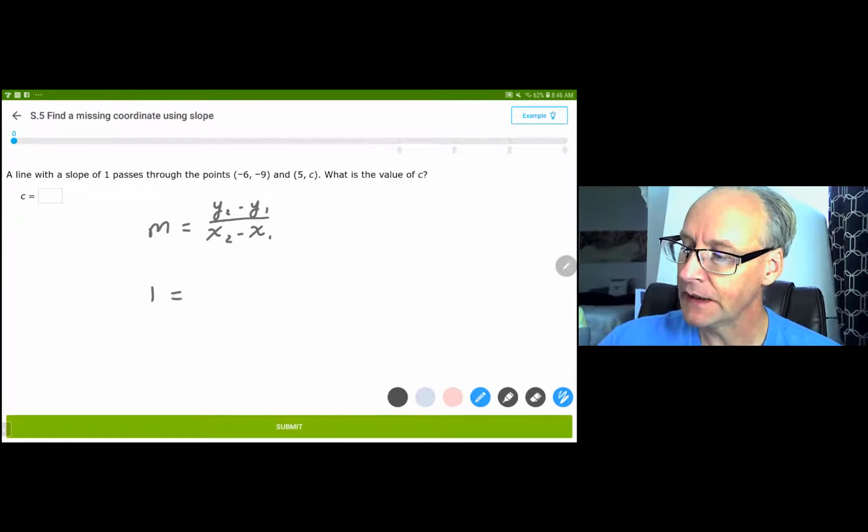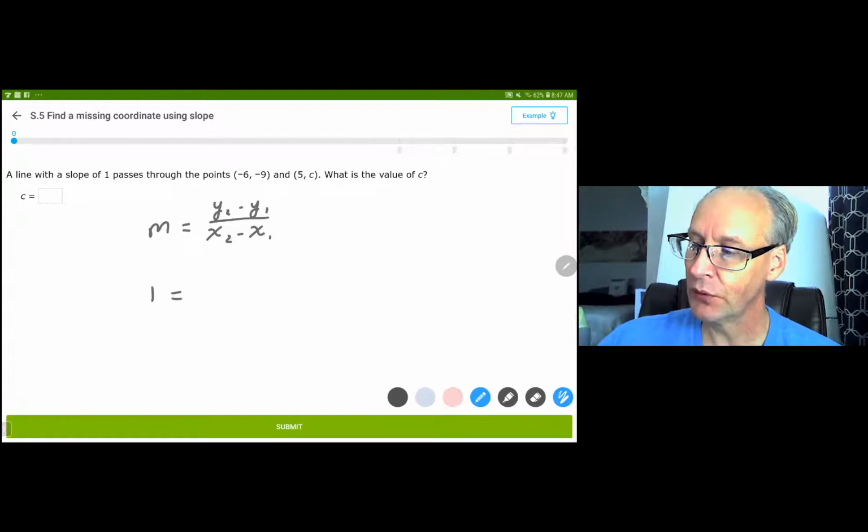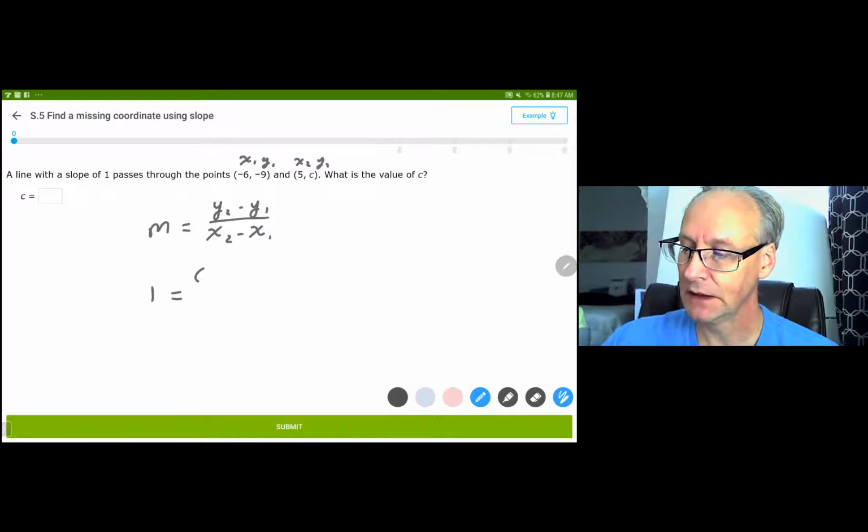Y2, and it doesn't matter which one you put as Y1 and X1, X2, Y2. These are 2 different points, and because my variable is in this one over here, I'm going to call that one point 2, but it doesn't matter. It'll work either way. It's just going to be a lot easier in the long run if you choose C minus 9 in that order.